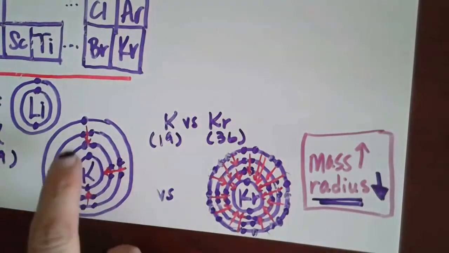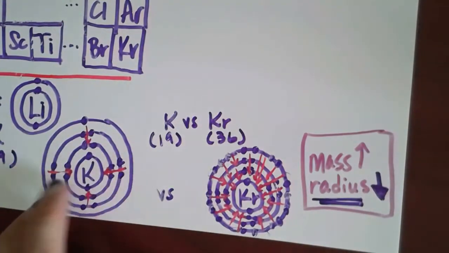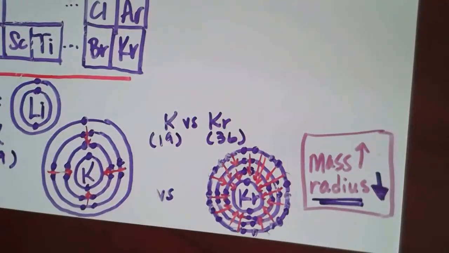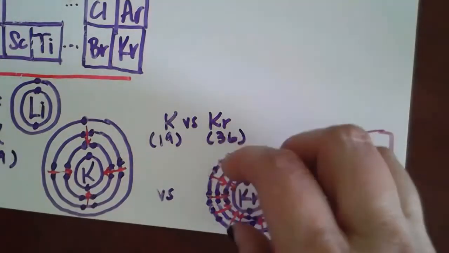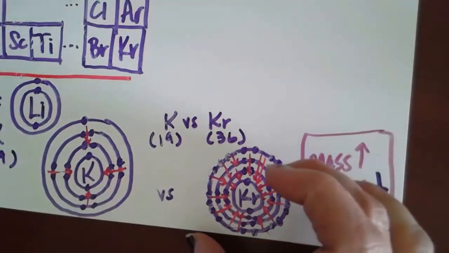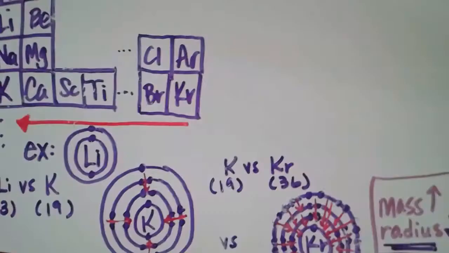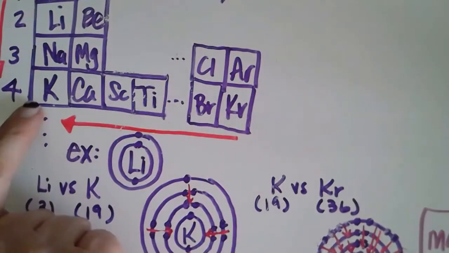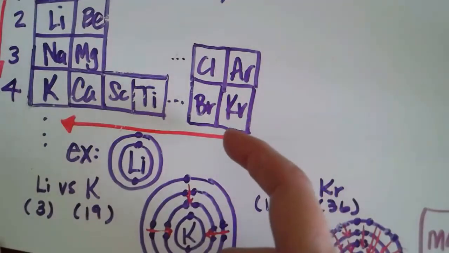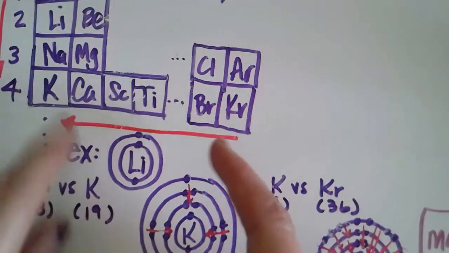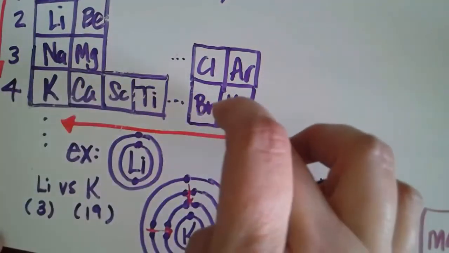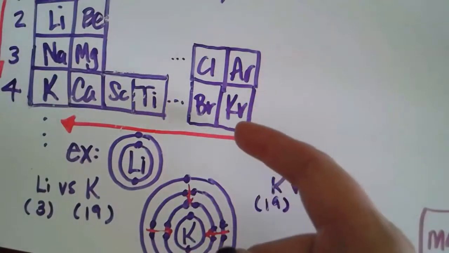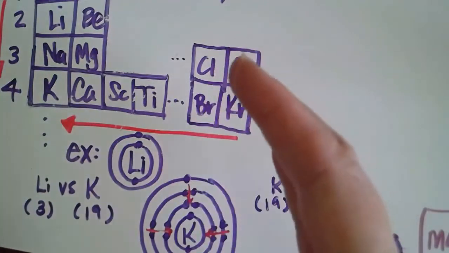Whereas over here, there's plenty of room. Notice there's not a lot of pull towards the center of the nucleus. Over here, all of this is getting pulled, so that atom actually gets smaller in terms of radius. So as you go from krypton to potassium, the mass increases from one to the other, right? If you go from K to Kr, it increases for mass, but as you go from, slow down, Fox.